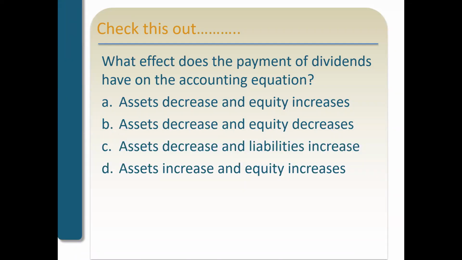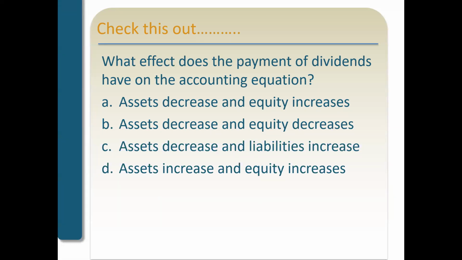So what effect does the payment of dividends have on the accounting equation? Do assets decrease and equity increases? Do assets decrease and equity decreases? Do assets decrease and liabilities increase? Or do assets increase and equity increases? Guys, just think it out. What account goes up? What account goes down? Or what's going on here?